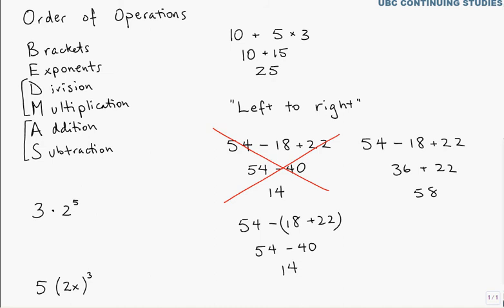So what do we do in this first case? Well, again, exponents comes before multiplication. So we have to do the 2 to the power of 5 first. Now, 2 to the power of 5 is 32. It's 5 2's multiplied together. 2, 4, 8, 16, 32. So this is 3 times 32, which is 96.